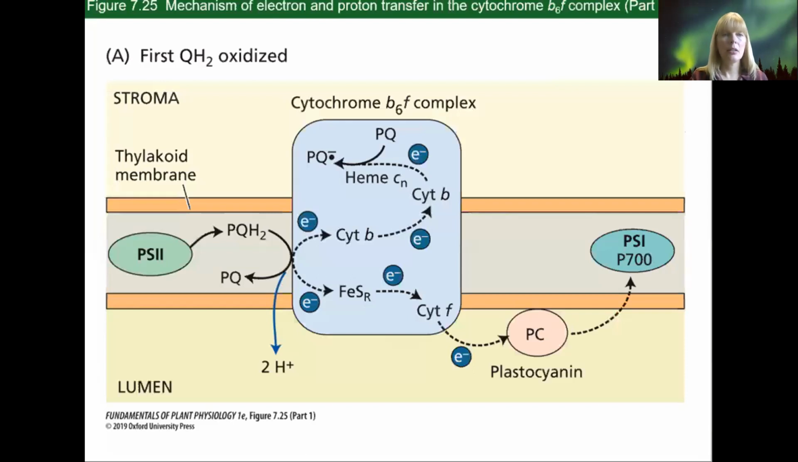Here we see the first PQH2 is coming along and says, okay, here's 2 electrons, one goes linear and the other one goes into the Q cycle, where cytochrome B gets it, and then it passes it quickly to another cytochrome B, who then quickly gives it to a plastoquinone. Well, now plastoquinone has 1 electron, so it's semi-reduced. That's not good enough. Plastoquinones are greedy for electrons. They said, sorry, I need another one.